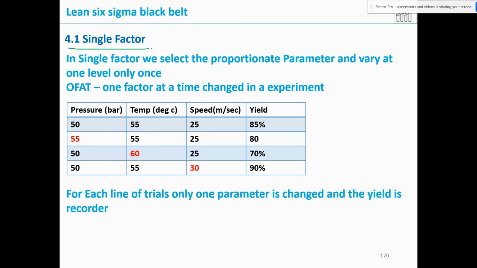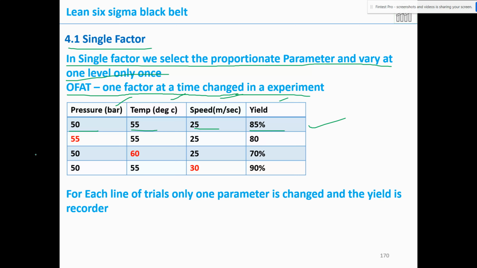So what is single factorial? In single factorial, we select the proportionate parameters and vary one factor at a time, OFAT, in an experiment. Now here pressure, temperature, speed and yield are there. 50, 55, 25 are the normal parameters they have. Now what they've done is they change only the pressure, keeping the other two constant.